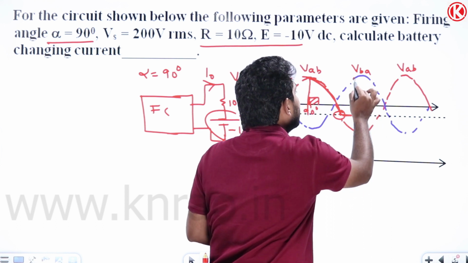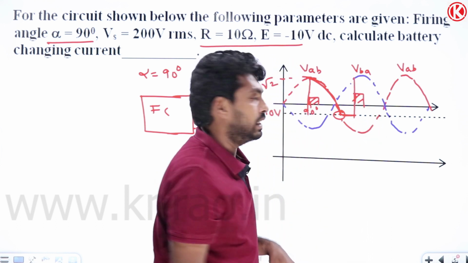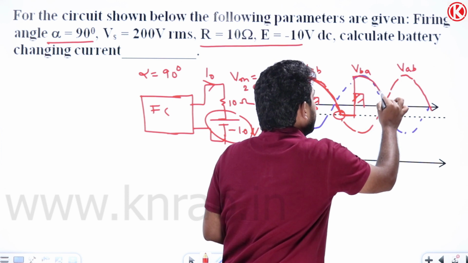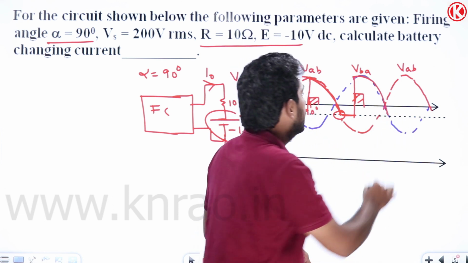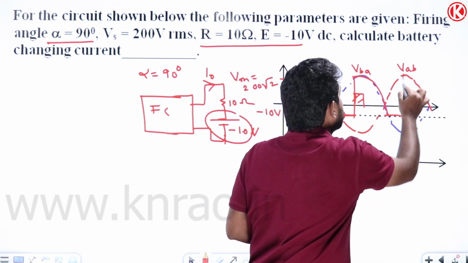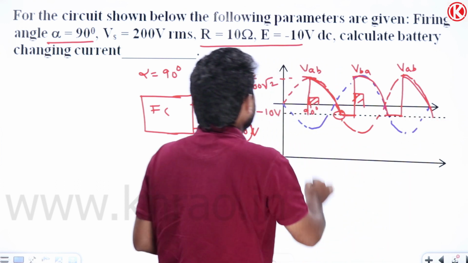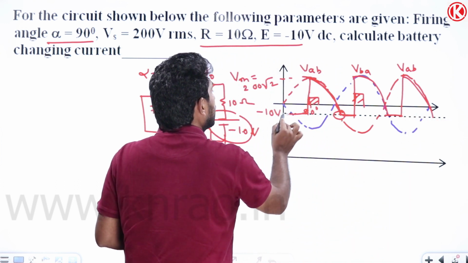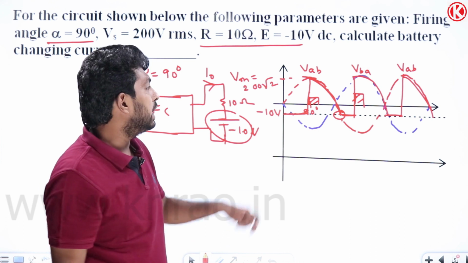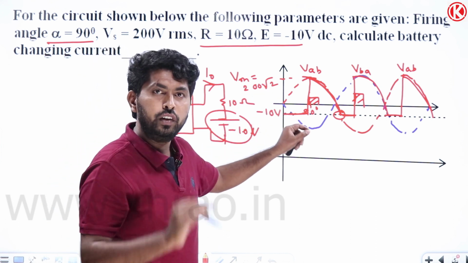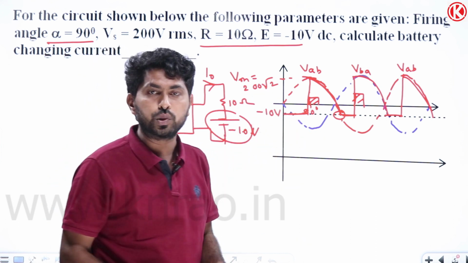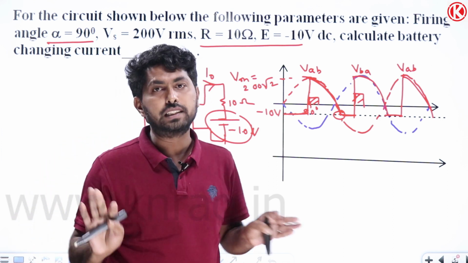Again T3, T4 will get into the conduction state, so it will be like this. Up to here it will conduct. Again the next triggering pulse comes here, and the output voltage will be like this. Here we need not draw the output voltage also. If you can draw the output current, that is sufficient.